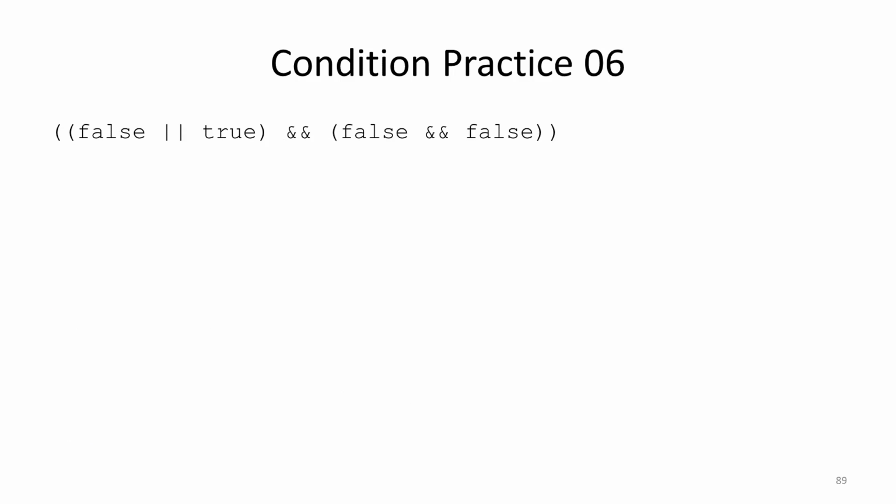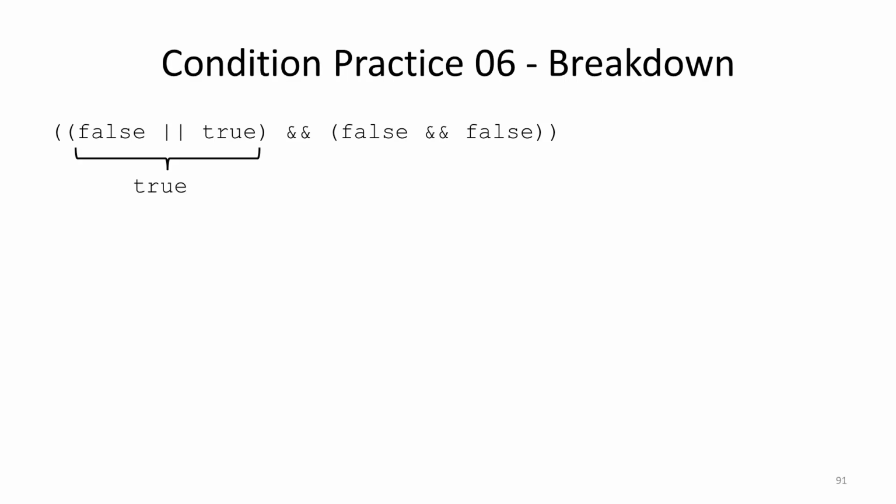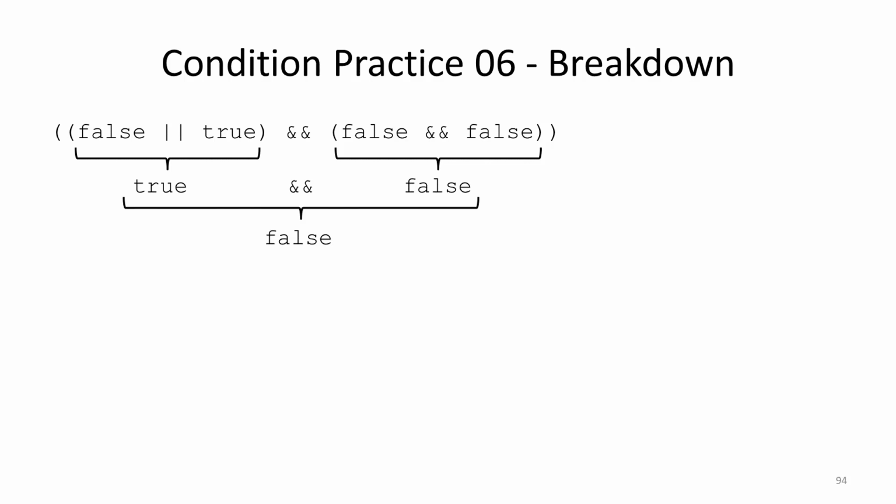How about this one? False or true and false and false. The answer is false. And if we break it down, we have two inner parentheses. And just as in any other situation, you would start with the leftmost parentheses and work your way to the right. So the leftmost inner parentheses is false or true, and that evaluates to a true. The second inner parentheses is false and false, and that evaluates to a false. So the result of each inner parenthesis is ANDed together, true and false, and so the result is a false.